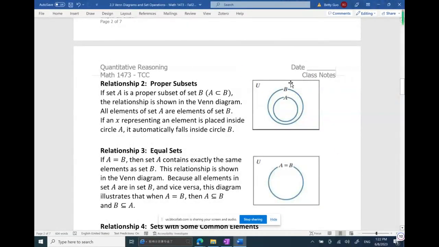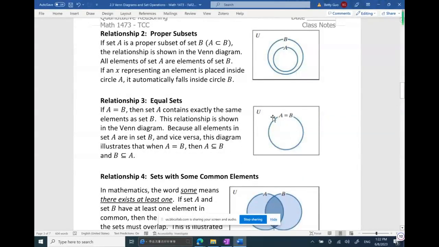In this Venn diagram, we also have two sets A and B. The circle of A completely falls within the circle of B. And that relationship, we actually mentioned yesterday, represents a proper subset. When the circle A completely falls within the circle B, we say A is a proper subset of B. All the elements of A are also elements of B. B has more elements than A. So in that case, we say A is a proper subset of B.